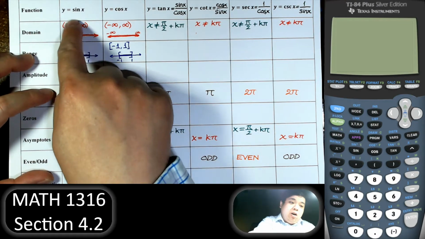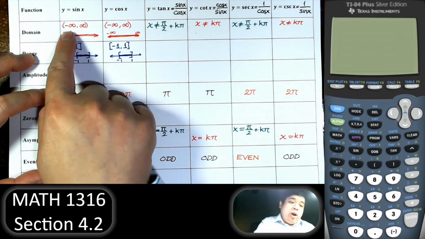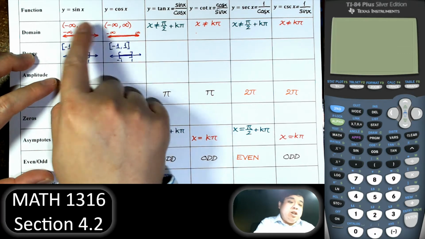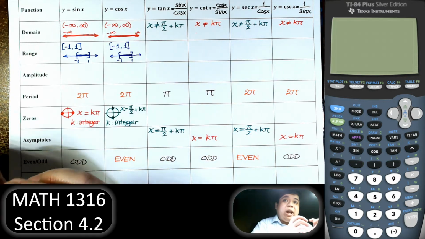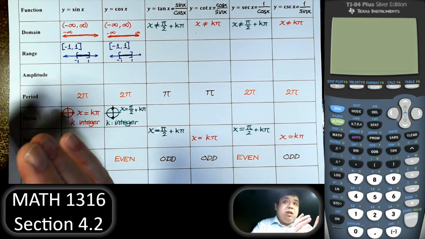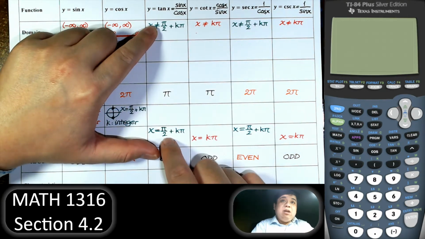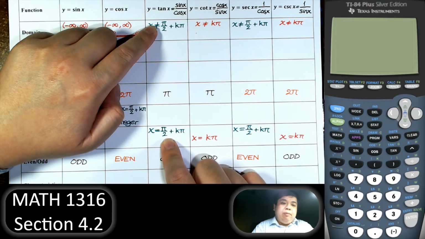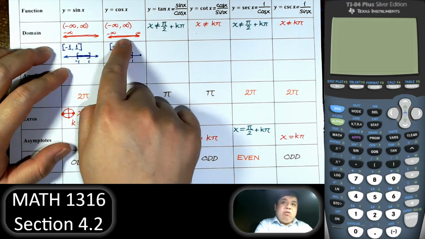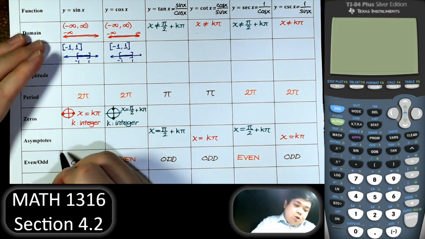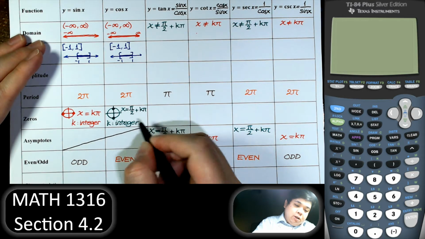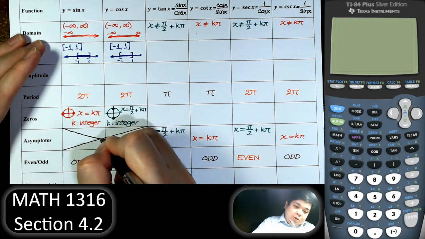And because the functions sine and cosine are defined everywhere from negative infinity to infinity, there is no break in the function. There is no gap in the function. The function has to have a point where there is a gap for there to be asymptotes. Since there is no gap in the function, there will be no asymptotes for sine and cosine.